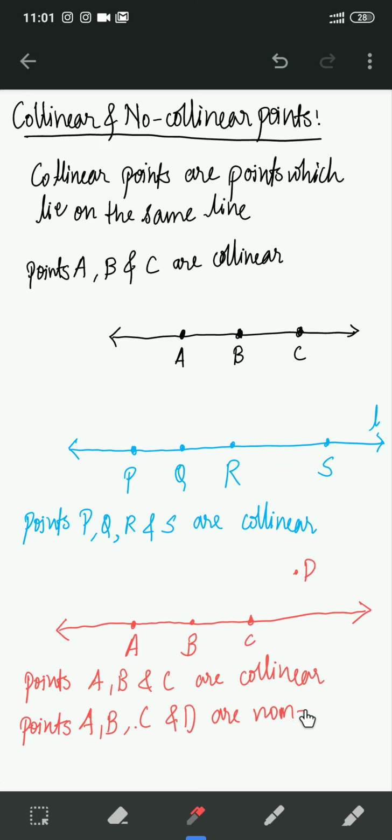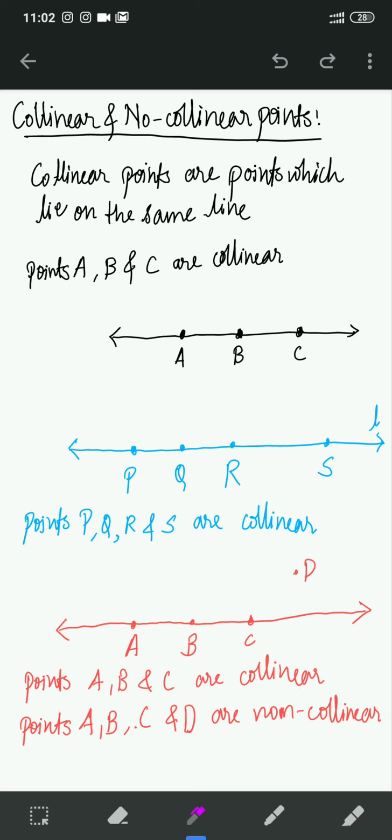Even if the other 3 points are on the same line, the 4th point, which is D, is not on the same line. So I will say that all 4 points are not collinear. For all 4 points to be collinear, all 4 points should lie on the same line. That means I should have point D also on this line. Then I can say that A, B, C, D are collinear. But that is not the case here. So A, B, C might be collinear, but point D is not collinear with A, B, C. Therefore A, B, C and D are non-collinear. That is what we see.